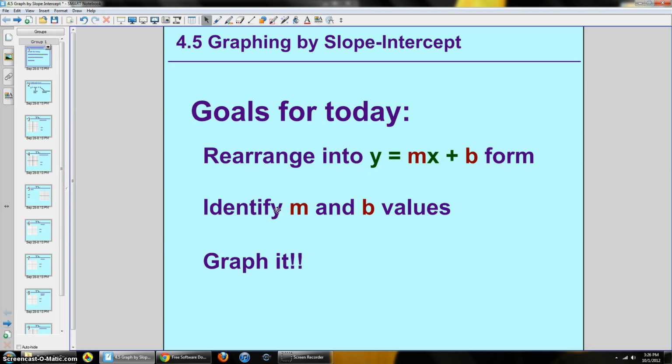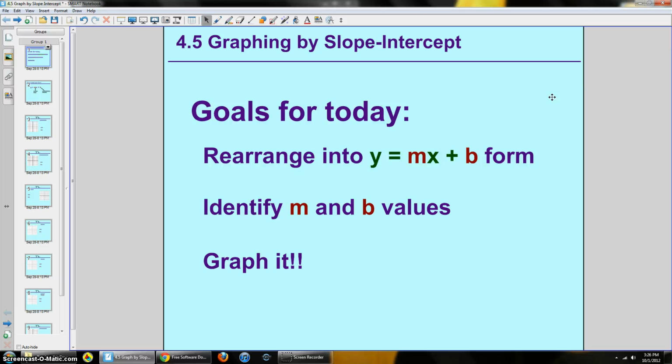Today I'm going to teach you enough about graphing in slope-intercept form to get through that 4.5 worksheet I handed you today in class. Basically, we're going to graph the lines using only the slope and the intercept information, nothing else. We're not going to make tables, we're not going to find the x and y intercept and graph it. We're just going to use the slope and the intercept.